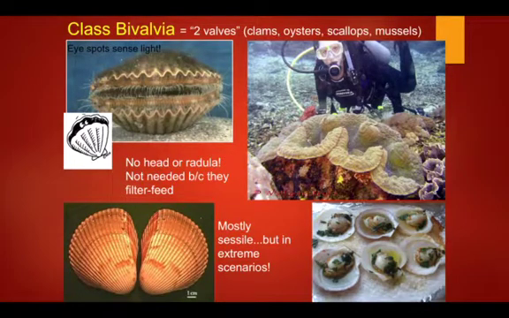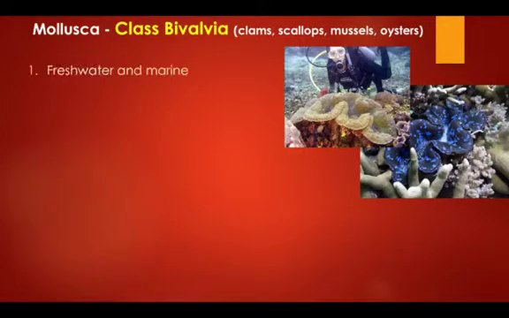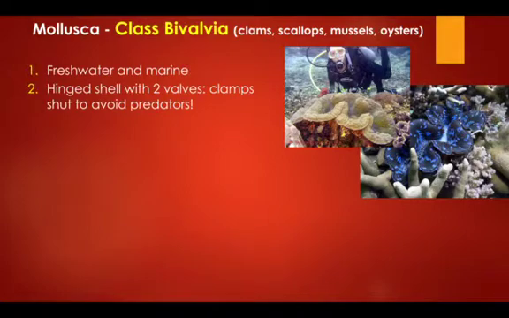All right, next we have the class Bivalvia. Bi meaning two, valves meaning valves. Two valves. This is the class that incorporates clams, oysters, scallops, and mussels. They can be both freshwater and marine. They have a hinged shell with two valves.